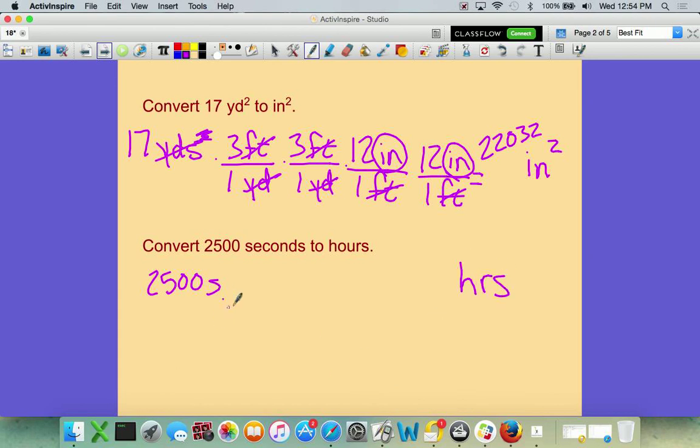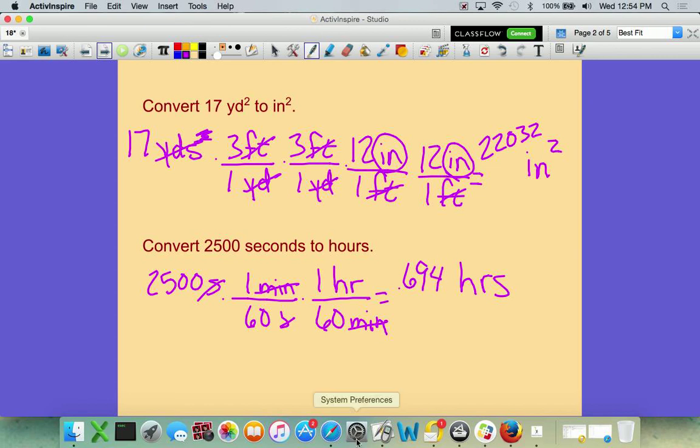For the next one, we want to convert 2,500 seconds to hours. Alright, well, what we do know is there are 60 seconds in 1 minute, and there are 60 minutes in 1 hour. We go through, we cross off the labels that are same top and bottom, and we're down to hours. This time, we have 2,500 divided by 60, and then divide that answer by 60 again. We get an answer of 0.694 hours.